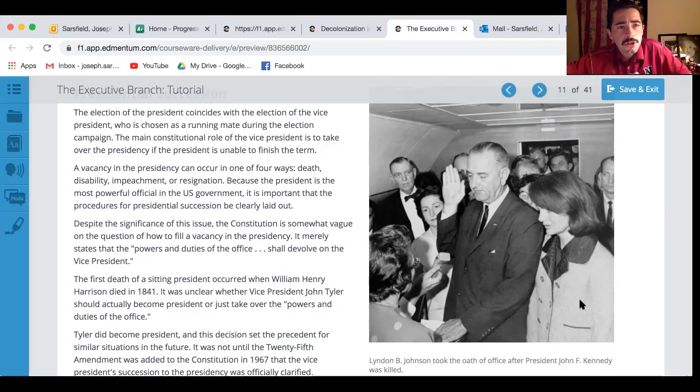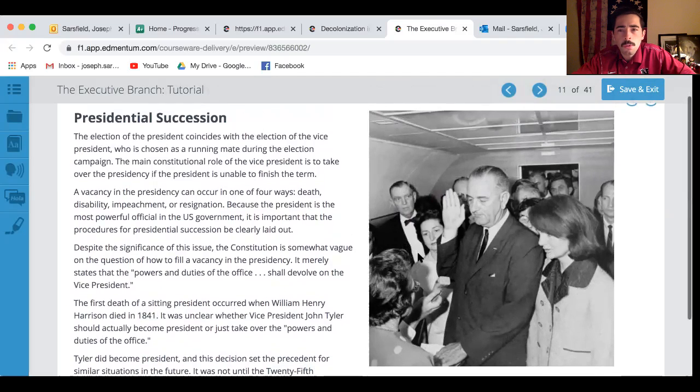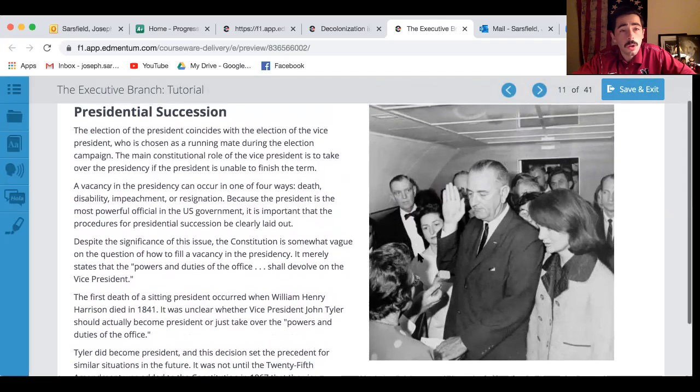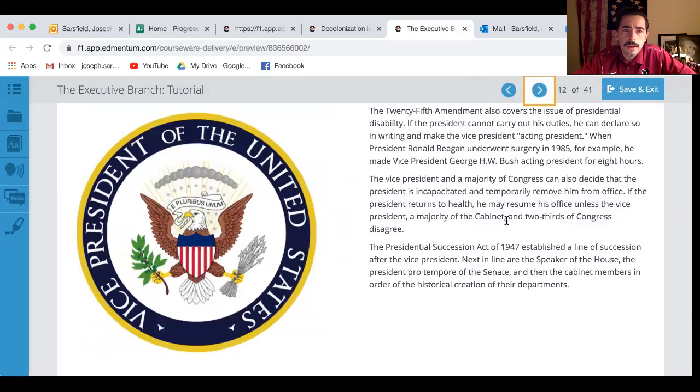She was asked if she wanted to change before this, and she said, no, I want them to see what they did to my husband. So very strong woman, but in a very unfortunate situation. But this is a picture that will last a long time in our history. This is why we have the 25th Amendment.